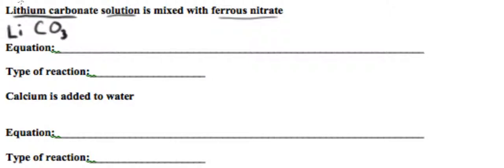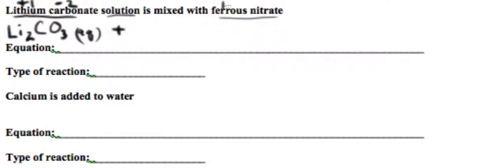We need to remember that lithium is +1 and carbonate is -2. So I'm going to need 2 lithium carbonates. You need to remember that all lithium compounds are soluble. So we're going to put aqueous. And then we're going to mix it with ferrous nitrate.